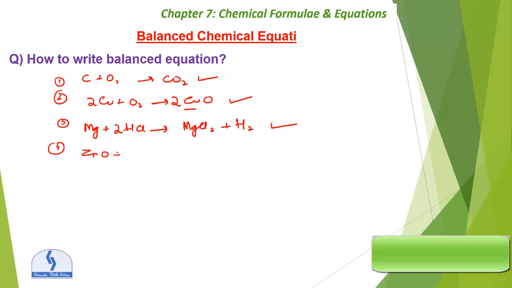Now zinc oxide plus sulfuric acid, it will become zinc sulfate. What is the formula of zinc sulfate? ZnSO4 plus water. Now come on, balance it. Zinc is balanced on both sides. Hydrogen is balanced, H2 on both sides. Sulfur 1 on both sides. Oxygen, this is 4 and 1, 5 atoms of oxygen on the left hand side, and 4 and 1, 5 atoms of oxygen on the right hand side. So this is again balanced.